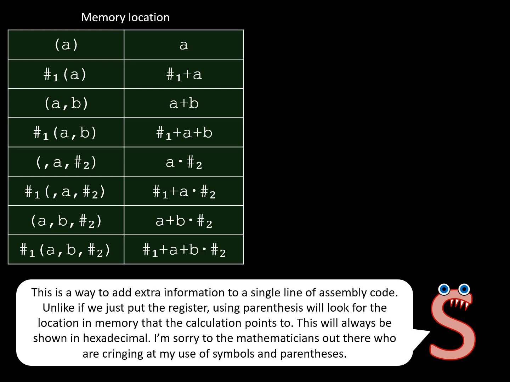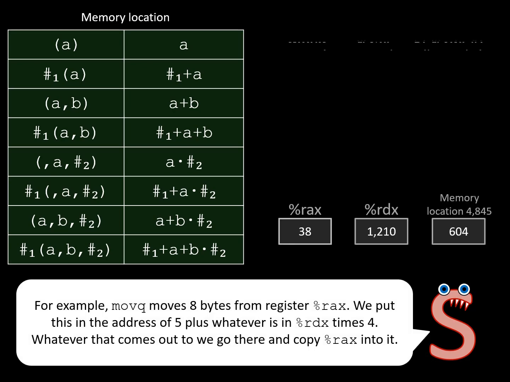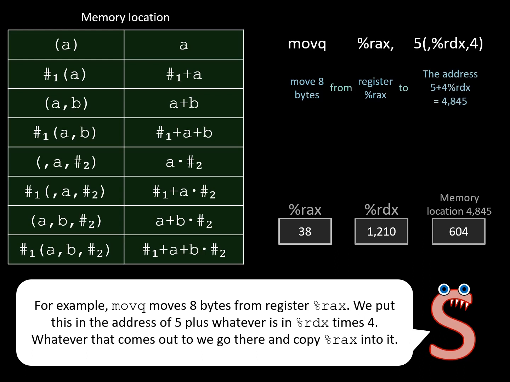This is a way to add extra information to a single line of assembly code. Unlike if we just put the register, using parentheses, we'll look for the location in memory that the calculation points to. This will always be shown in hexadecimal. I'm sorry to the mathematicians out there who are cringing at my use of symbols and parentheses. For example, movq moves 8 bytes from register %RAX. We put this in the address of 5 plus whatever is in %RDX times 4. Whatever that comes out to, we go there and copy %RAX into it.